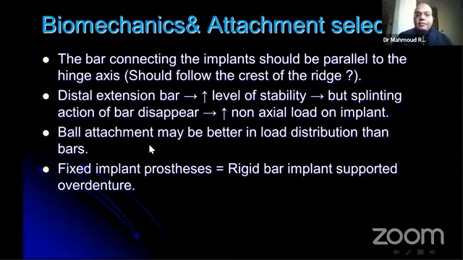This is some research that was made, a comparison here between the bar attachment and the ball attachment. Fixed implant prosthesis equals rigid bar implant-supported overdenture. So you must have a sufficient number of implants that are strategically distributed in the arch. If we have 4, 2 in the canine area and 2 in the 5 or 6 area, this is the best distribution for a minimal number of implants.